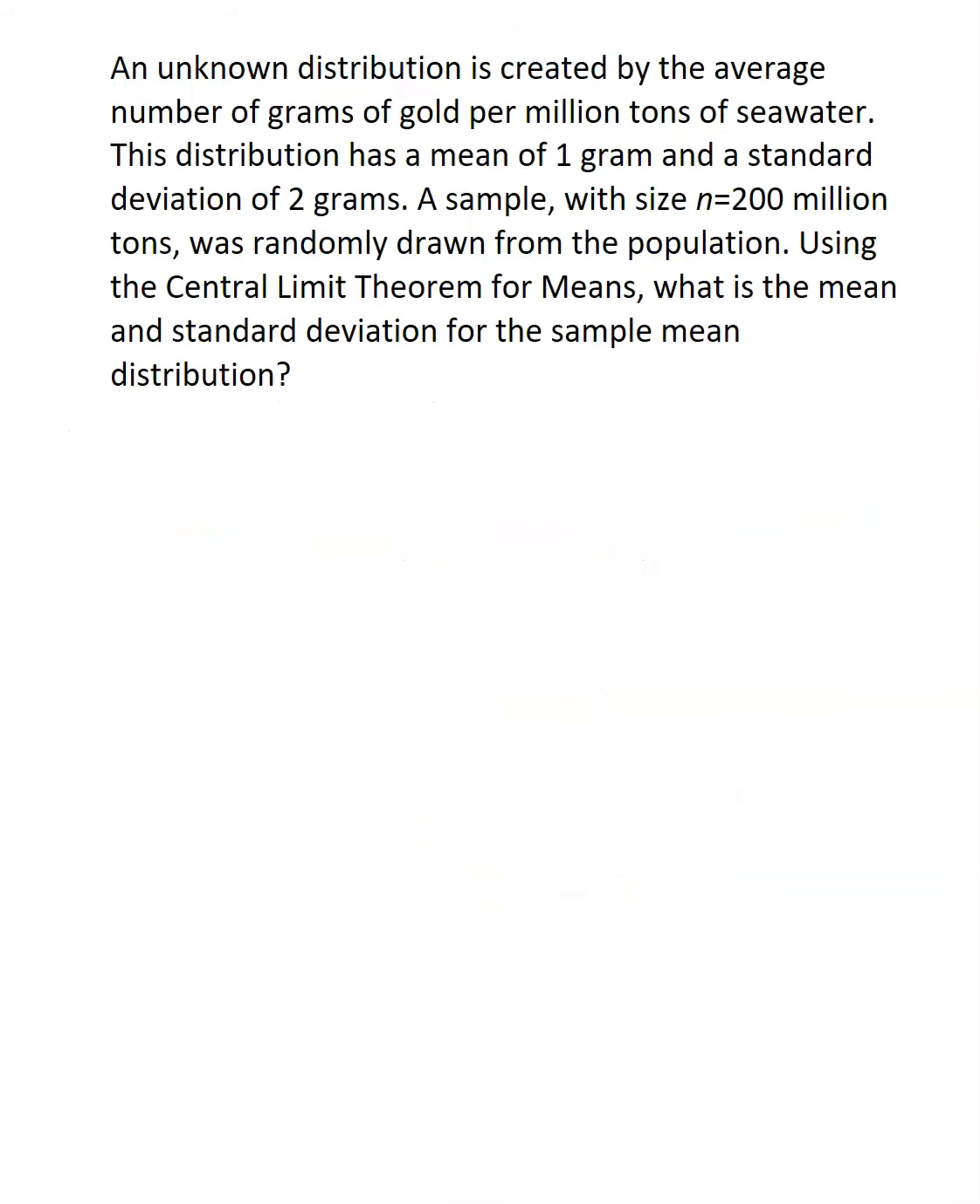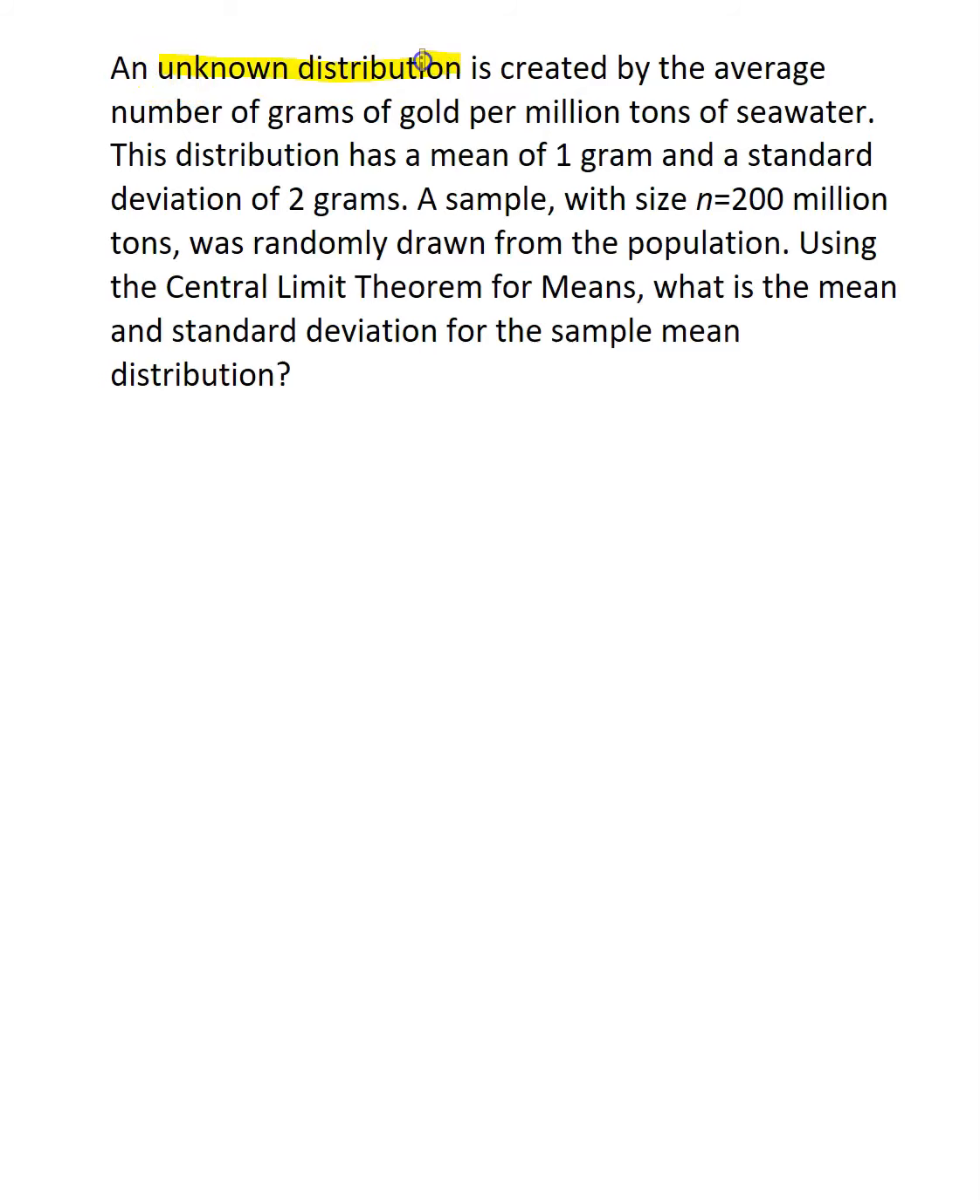An unknown distribution is created by the average number of grams of gold per million tons of seawater. This distribution has a mean of 1 gram and a standard deviation of 2 grams. A sample with size n equals 200 million tons was randomly drawn from the population. Using the central limit theorem for means, what is the mean and standard deviation for the sample mean distribution?